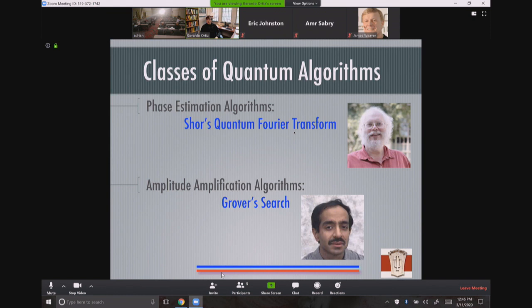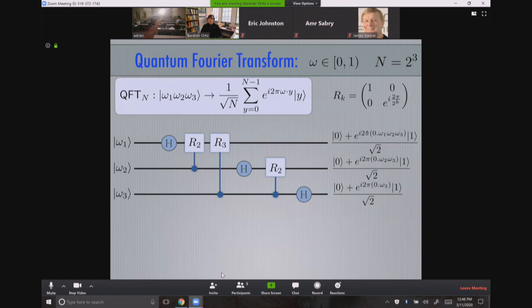So let me show you how these algorithms work as a physical process, for the case of only three qubits. You don't need to understand exactly what is going on here. The only thing you need to understand is that you have some initial state that represents omega one, omega two, omega three. These are, for example, zeros or ones, each of them. So it is a big representation.